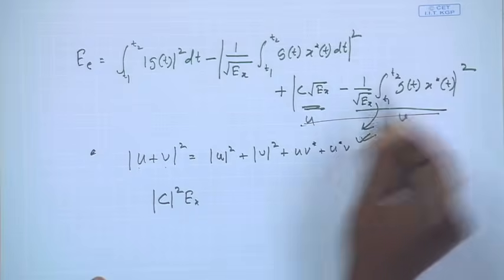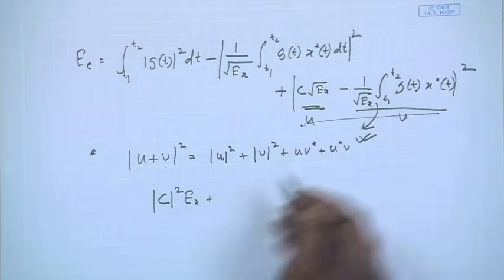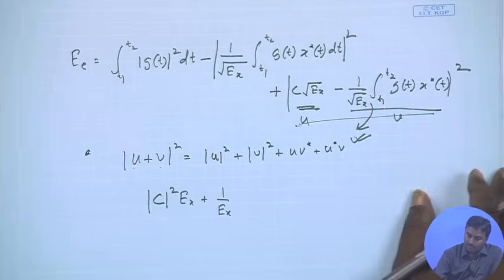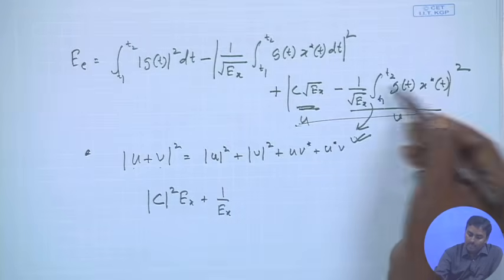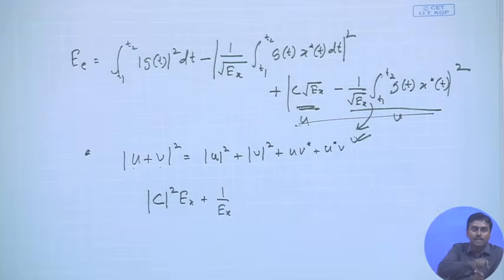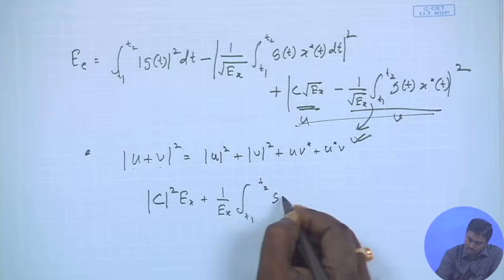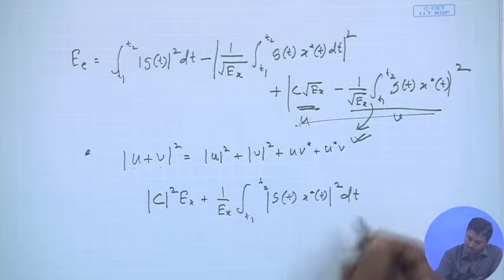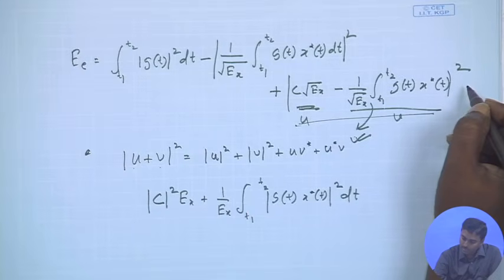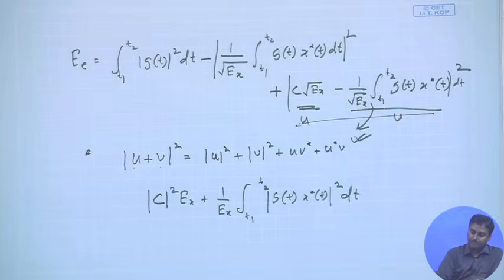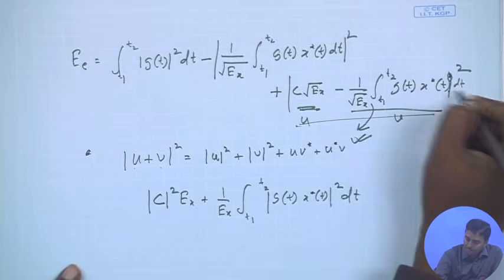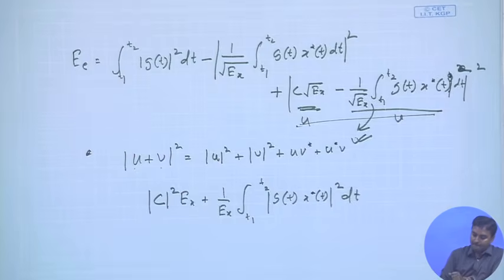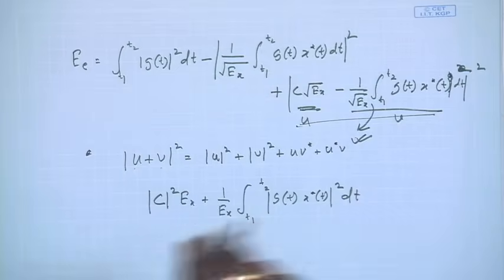Then mod of this, okay. So, mod this square, so that should be 1 by E_x, and modulus has nothing to do with integration, so it will go inside. So, I can write t1 to t2 g(t) x star(t) mod square dt, right. So, here I think we have forgotten the dt. Okay. And then it is just u v star plus v u star, meaning u star v.